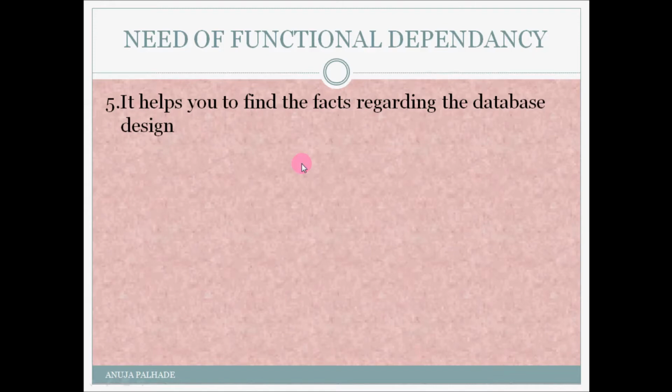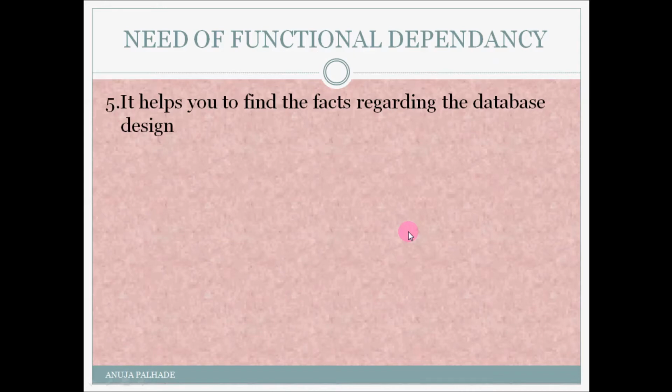The fifth one: it helps you to find the facts regarding the database design. You can easily find the facts through functional dependency, such as what exactly the primary key and composite key are, and how the different tables relate to each other. So this is all about the need, or advantages, of functional dependency.